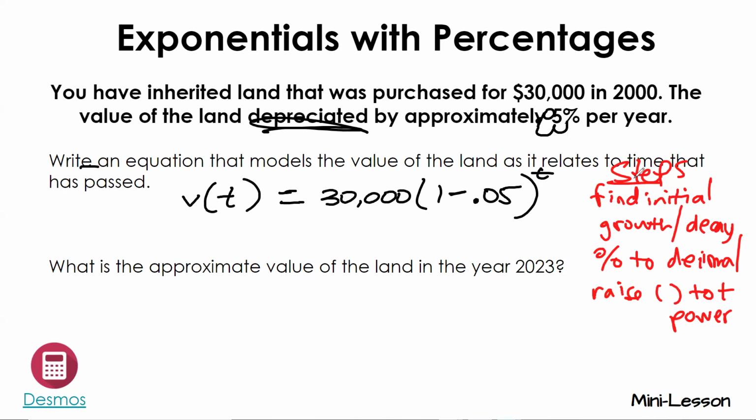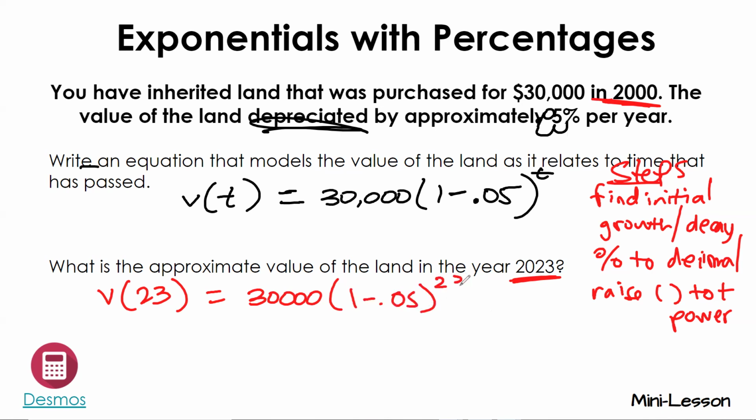What is the approximate value of the land in the year 2023? Please do not plug in 2023 into the equation. What are we going to plug in? 23, because we started at 2000 and then got to 2023. So we're going to say V of 23 is equal to 30,000 times 1 minus 0.05 and raise it to the 23rd power. Go ahead and take a moment and type that into your calculator.